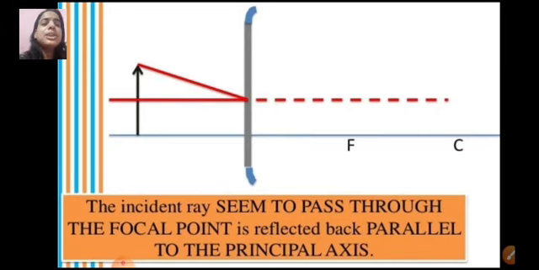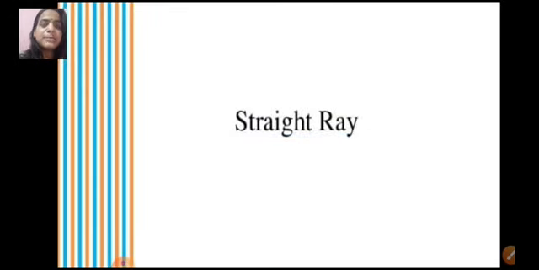We have seen in the case of the concave mirror also that if an incident ray is parallel to the principal axis, after being reflected it will pass through the focus, and if an incident ray passes through the focus, after being reflected it will be parallel to the principal axis.